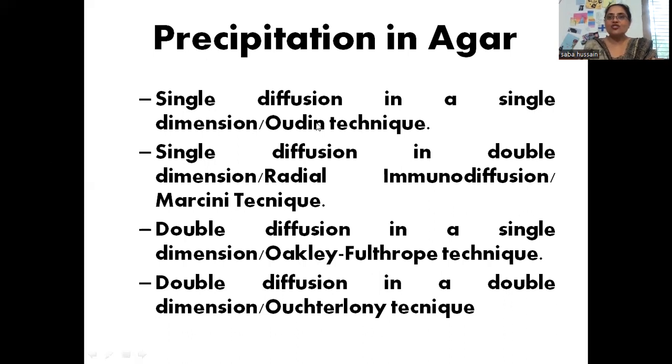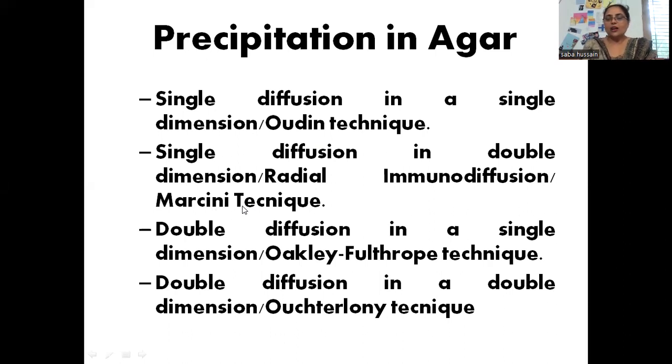That is single diffusion in a single dimension. That is called the Oudin technique, because it was given by Oudin. Single diffusion in single dimension. Another is single diffusion in double dimension. This is also called radial immunodiffusion, and this is done by the Mancini technique. This was given by Mancini, so it is called the Mancini technique also.